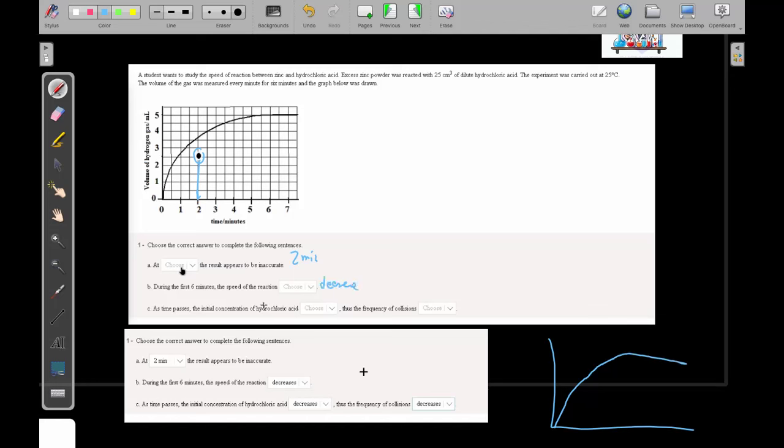As time passes, the concentration of hydrochloric acid, one of the reactants, decreases. So the concentration, of course, decreases, and the frequency of the collisions also decreases because of the concentration decrease.